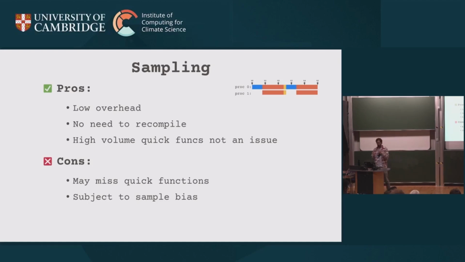But typically I find instrumentation gives information that is slightly better to digest and more accurate, but it comes with overhead, so sometimes sampling is better, and you just need to be aware that you can miss functions if they're quick. But it's not normally a problem.